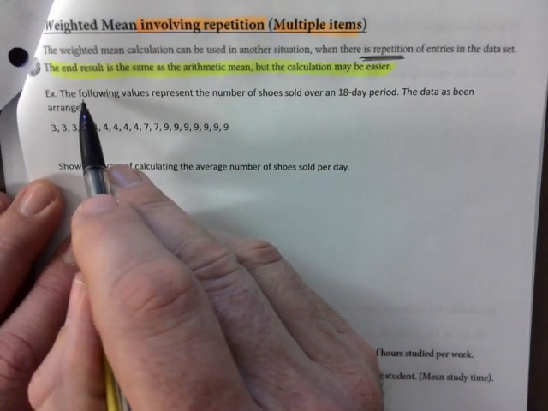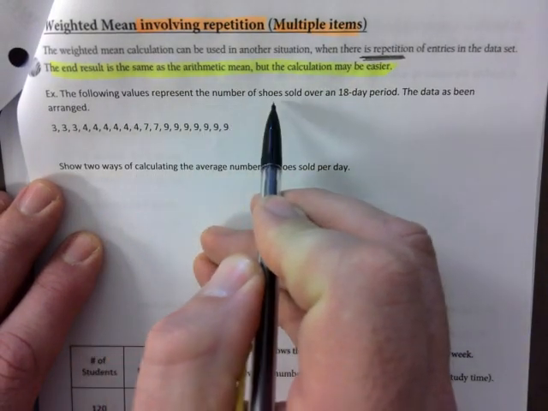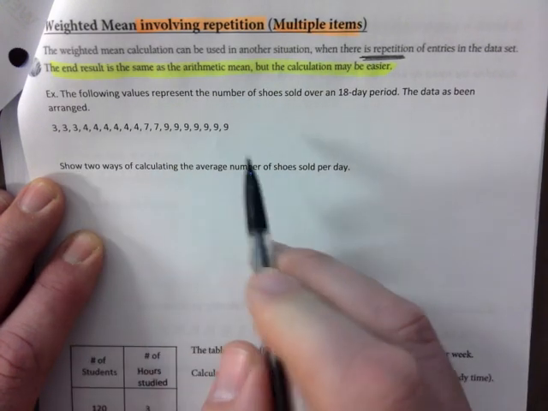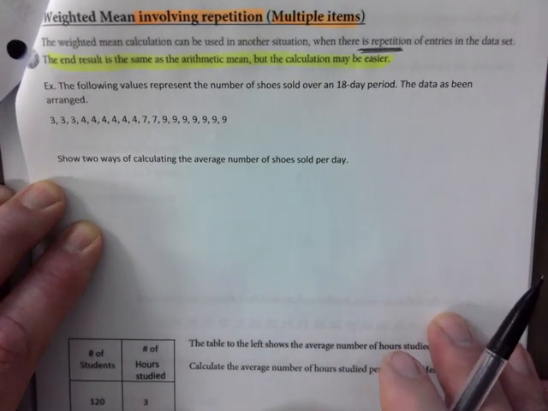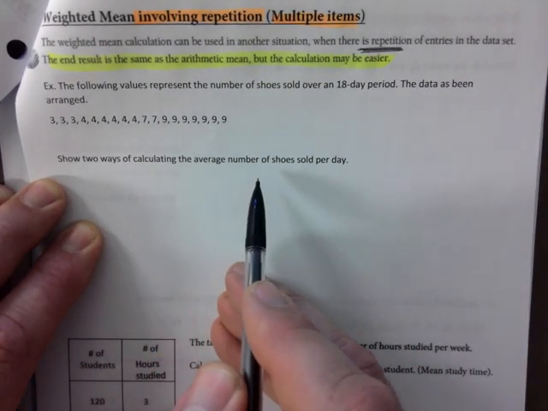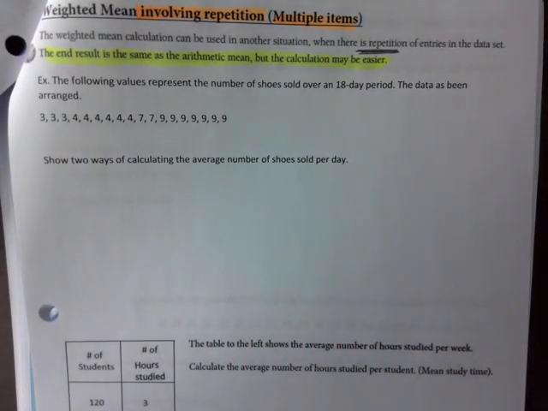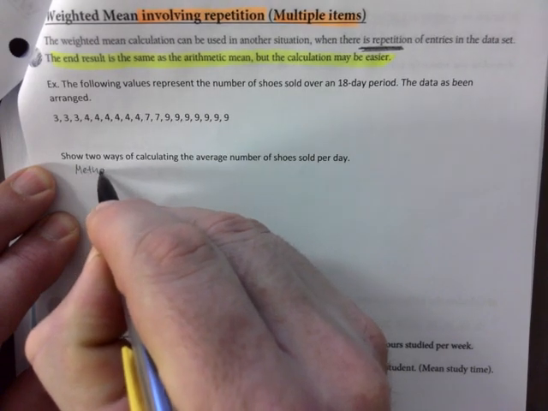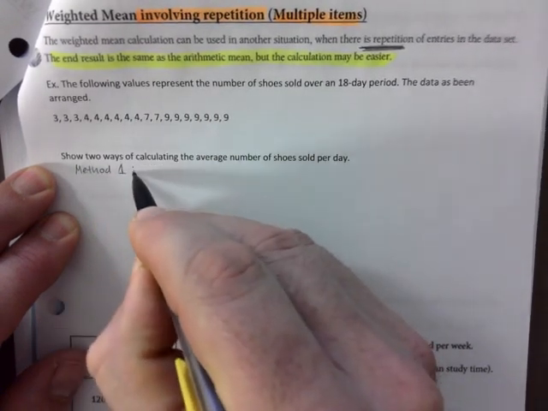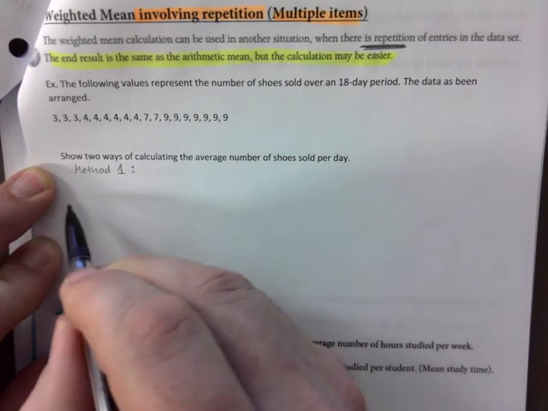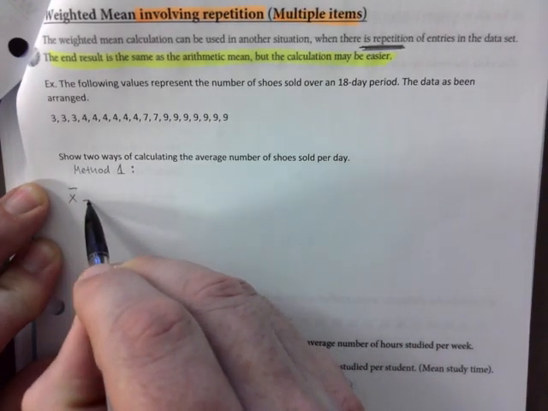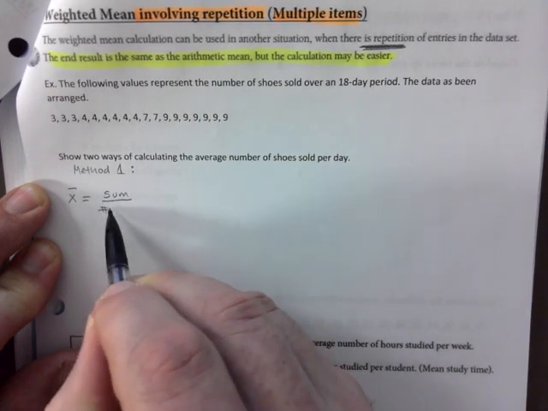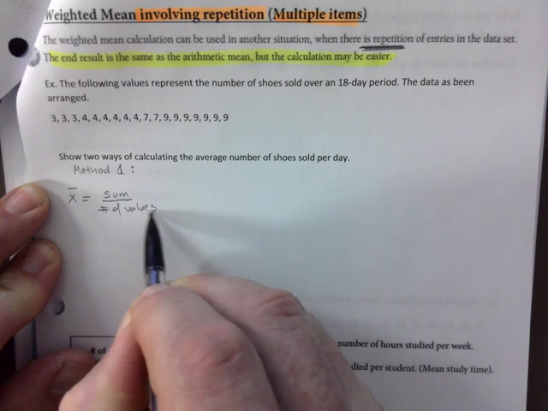So I made this one up. The following values represent the number of shoes sold over an 18-day period. The data has been arranged. Show two ways of calculating the average. So here's my example. Method one: mean is the sum divided by the number of values that you're considering.